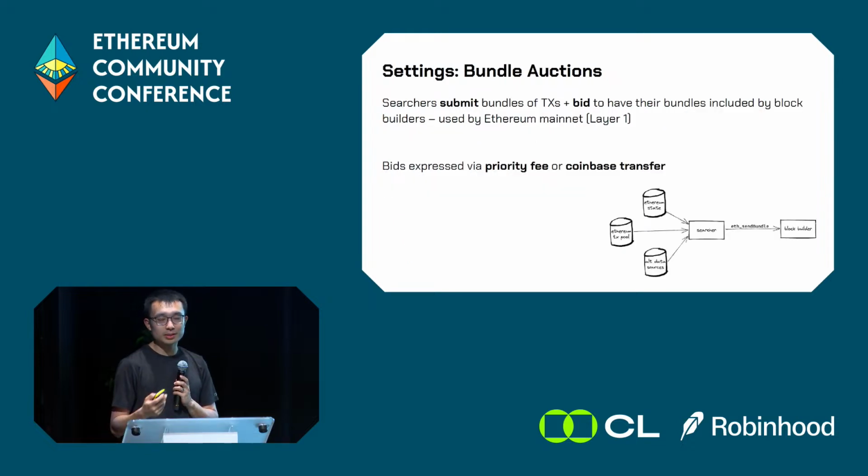Now, you can do this in different settings. The setting that most people are familiar with is the mainnet sort of bundle auction setting, where searchers submit a bundle of transactions to the builder, and the builder, out of a handshake agreement, simulates these bundles, and in the case of a revert, they exclude the transaction.